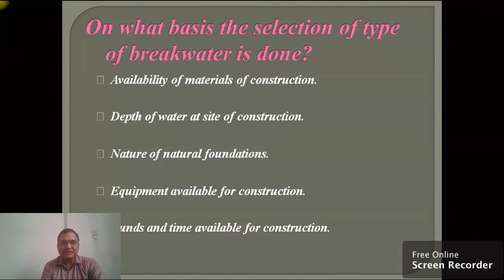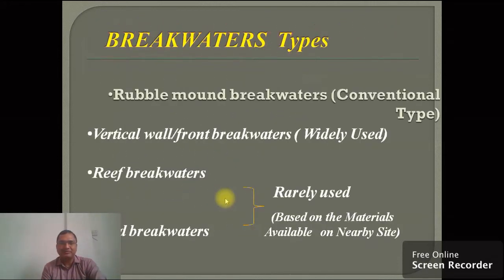On what basis is the selection of the type of breakwater done? Depending upon the availability of material, the water depth at the site of construction, the nature of the natural foundation, equipment available, and funds. There are a total of four types of breakwaters: rubble mound breakwater, which is a conventional one; vertical wall front breakwater, widely used; reef breakwaters and pile breakwaters, which are rarely used, based on the material available on a nearby site.